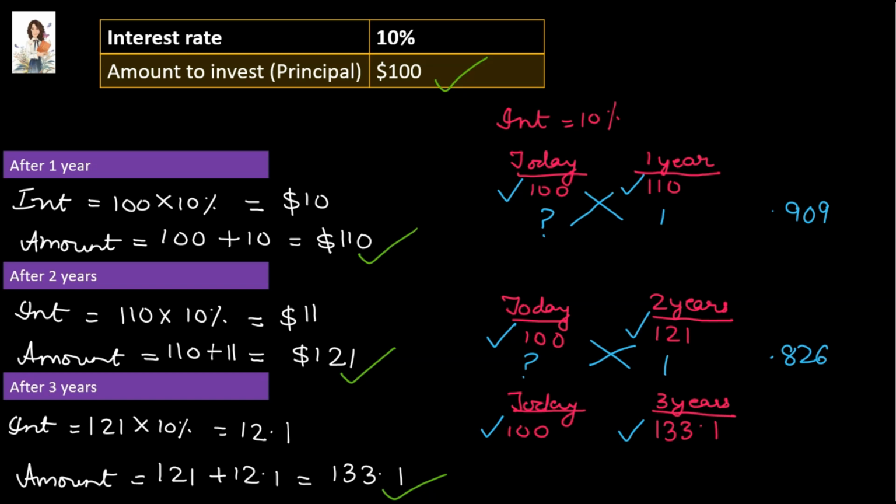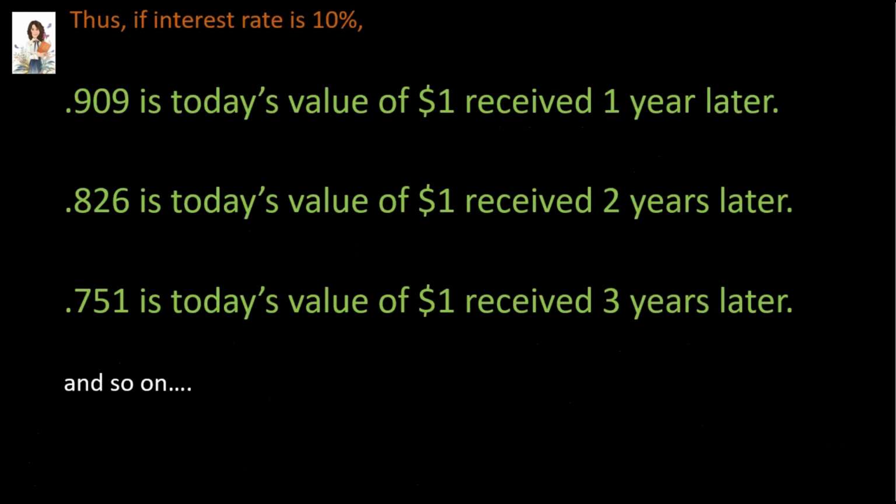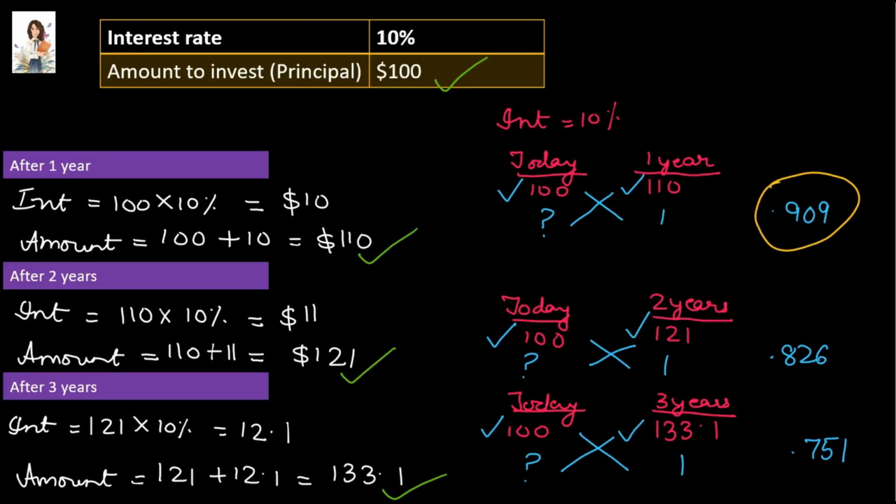Again, $100 is today's value of $133.1 received 3 years later. So what is today's value of $1 received 3 years later? Cross multiply, the answer is 0.751. You might want to pause the video for a minute to take this in. 0.909, 0.826, 0.751 are called discounting factors. In the exam, you will be given the discounting factors for a given rate of interest.